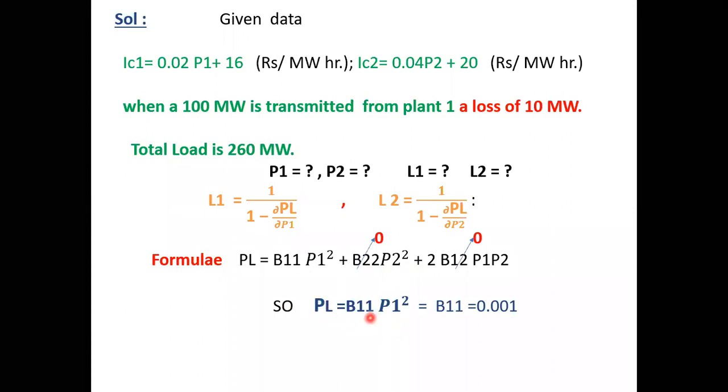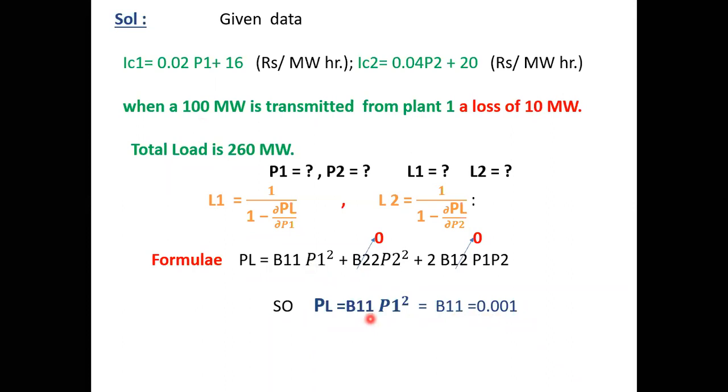So from this, how can we calculate B11? B11 is nothing but PL by P1 square. So again, coming to the given data, here PL is nothing but 10 megawatt and P1 is nothing but 100 megawatt. So use this data, find out B11. So finally, you will get B11 equals 0.001.